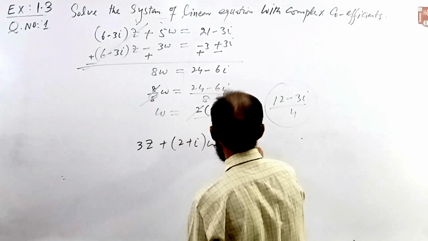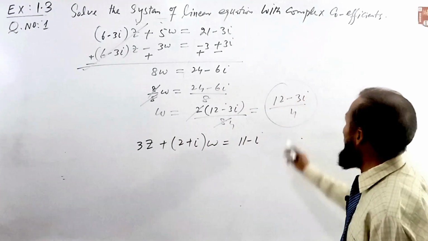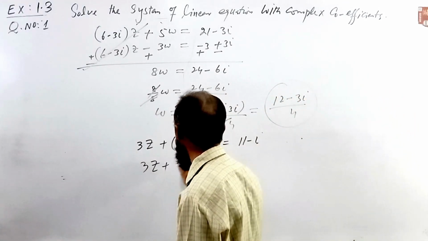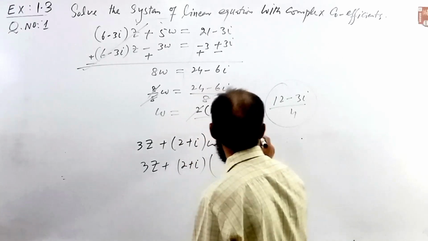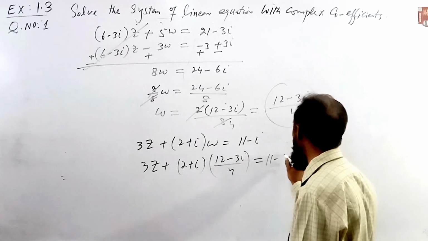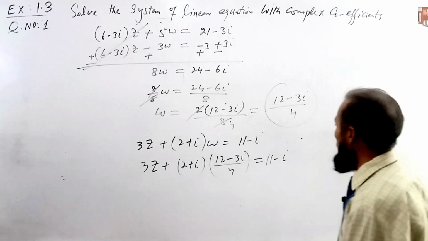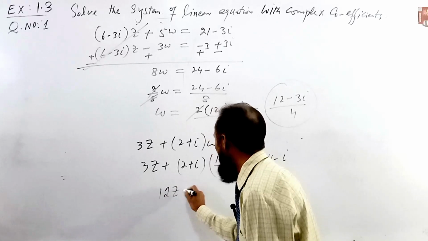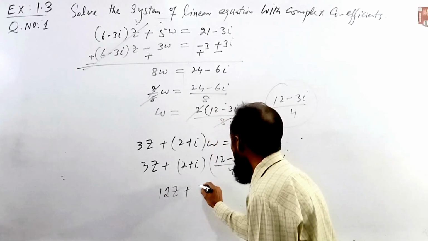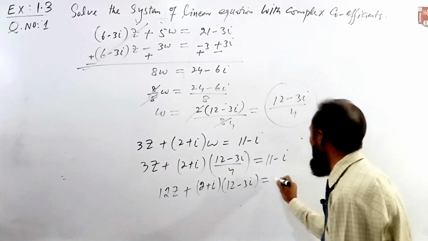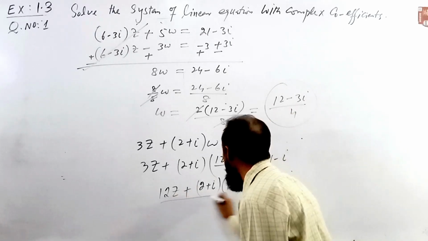3z plus (2 plus iota) W is equal to 11 minus iota. In place of W we put this result, then we get simplified 3z plus (2 plus iota) into (12 minus 3 iota) divided by 4 is equal to 11 minus iota. Now taking the LCM of this one, 4, we can write 12z plus (2 plus iota) into (12 minus 3 iota) is equal to (11 minus iota) into 4.